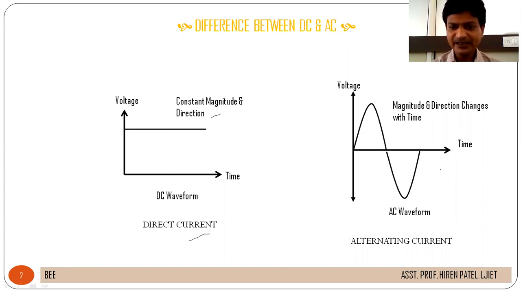In the same way, in case of alternating current, you can see from that waveform that magnitude and direction continuously change with time. So this is the basic difference between direct current and alternating current. Now we'll see how that alternating EMF is generated.